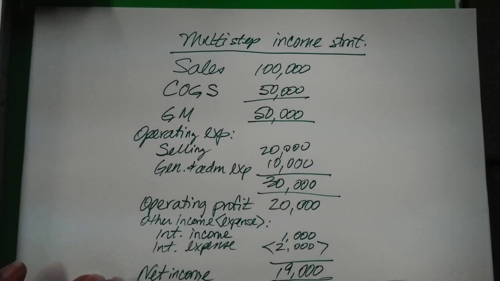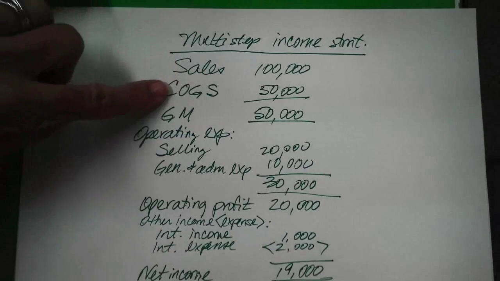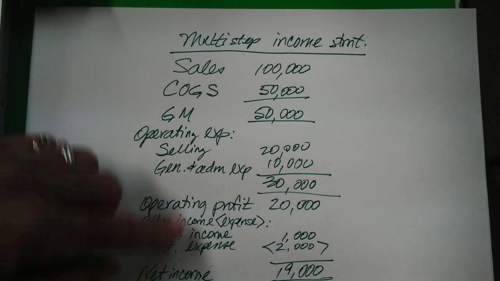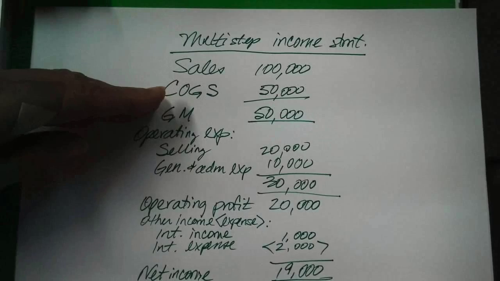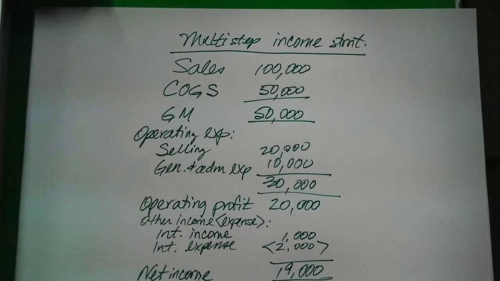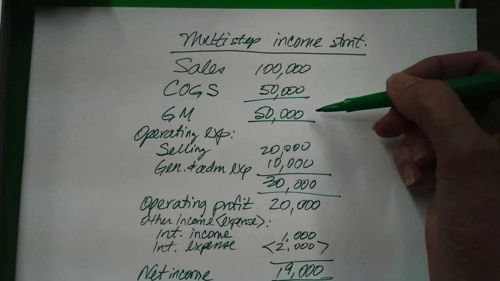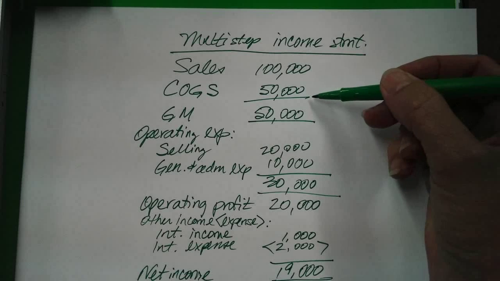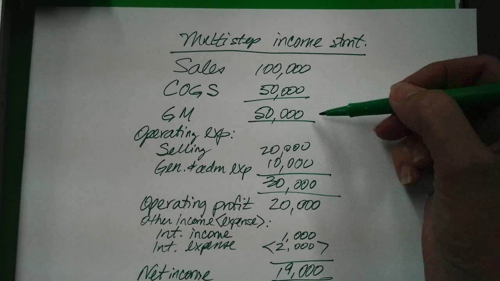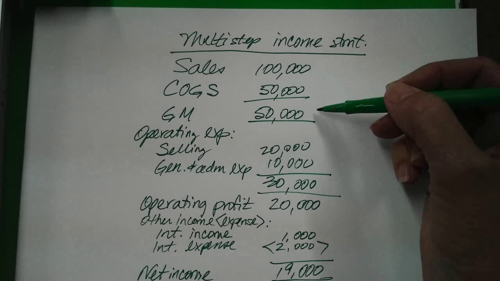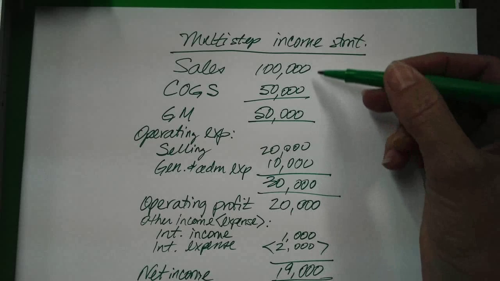So you can see that we have taken 1, 2, 3, 4, 5, 6 pieces of information, and we have really complicated it with a lot of extra subtotals. But those subtotals give us really good information. For example, if I was looking at this company, I would be like, oh, wow, they have a 50% margin. Every time they sell something, they keep 50 cents on the dollar.